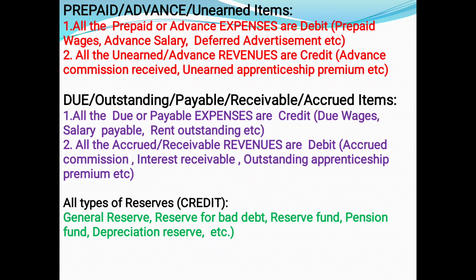Another rule for the procedure of preparing a trial balance: all types of reserves or provisions or allowances are credit. For example, general reserve, reserve for bad debt or provision for bad debt or allowance for bad debt, reserve fund, pension fund, depreciation reserve or depreciation provision, etc.